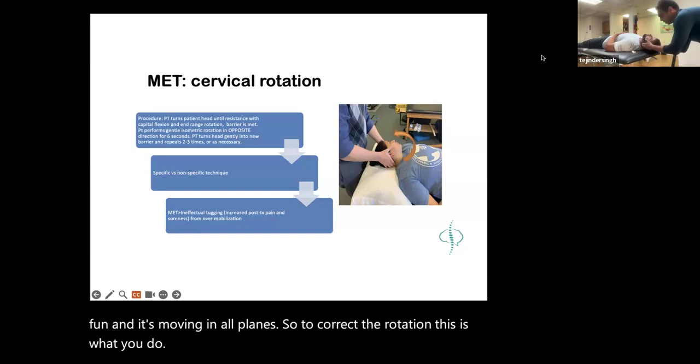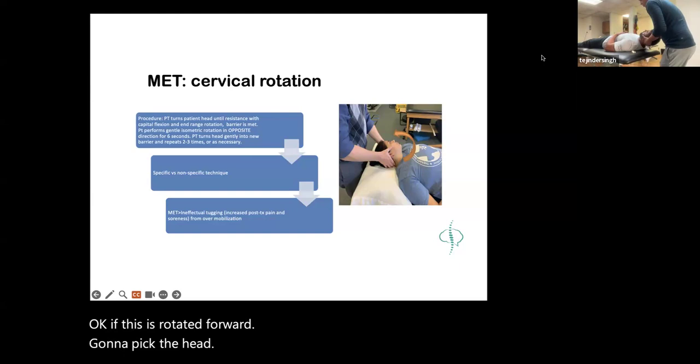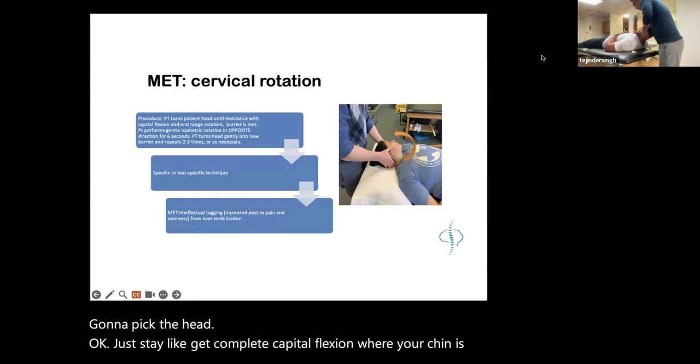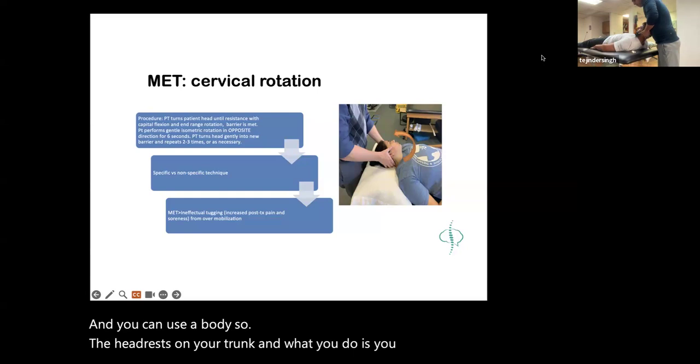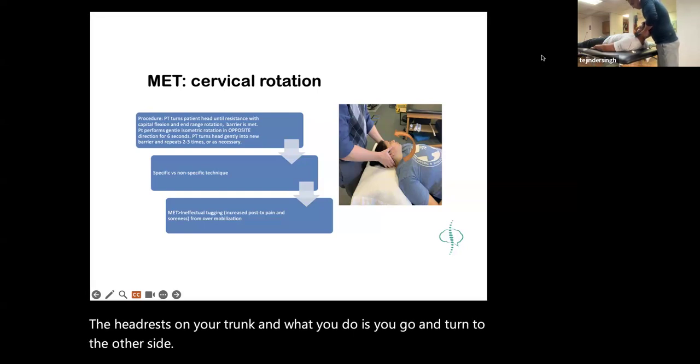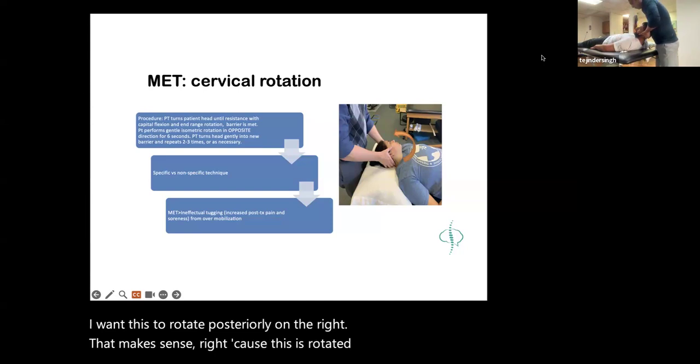If this is rotated forward, you're going to pick the head. Get complete capital flexion where the chin is touching, and you can use your body so that the head rests on your trunk. And what you do is you turn to the other side. My goal is I want this to rotate posteriorly on the right. That makes sense, because this is rotated forward.